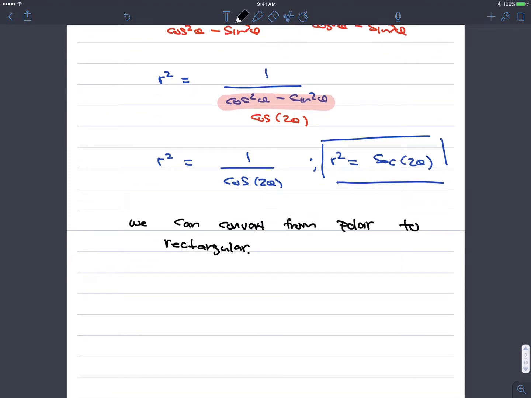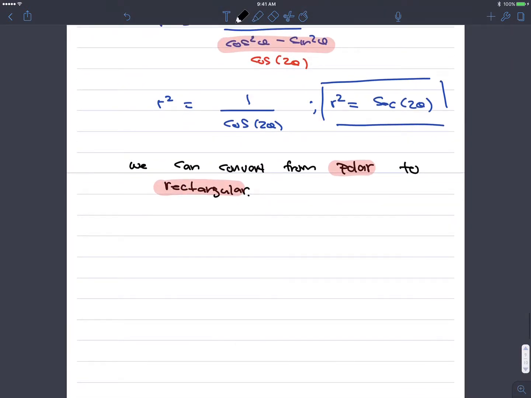But let's go back now. Let's convert from what? We're going to be given a polar curve now, and we have to find what that is in rectangular form. So for example, they may say you got r cosine theta is 4.